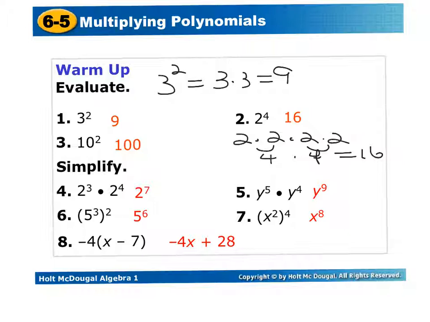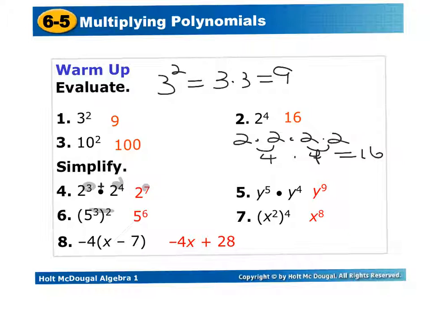Down here at the bottom, this is a review for when you're multiplying numbers that have an exponent and they have the same base. You are going to take the exponents and add them. So when I add 3 plus 4, that's how they got the 7. When it's a power to a power, you multiply them.